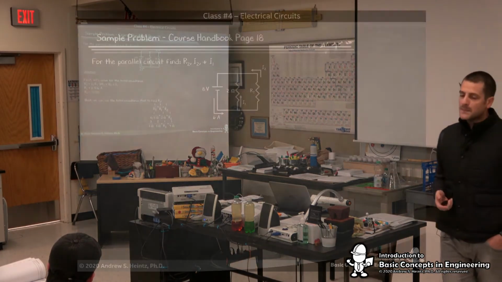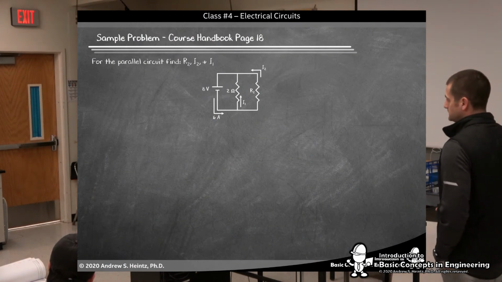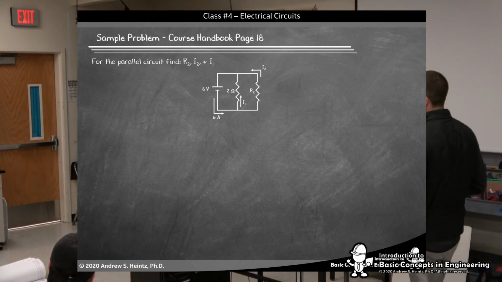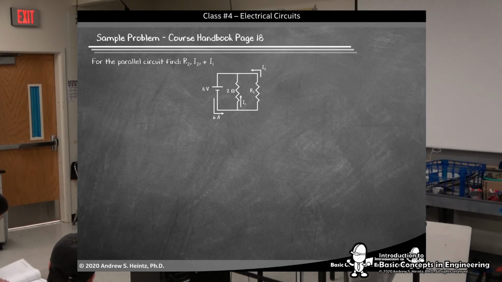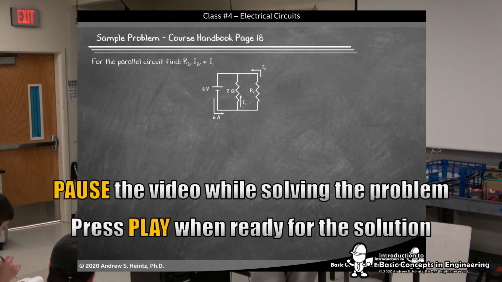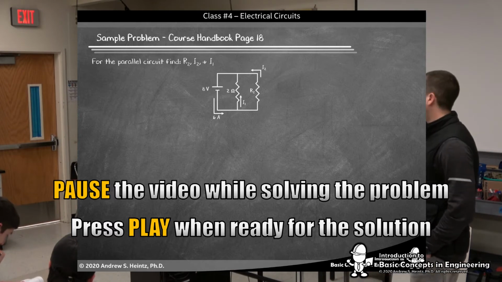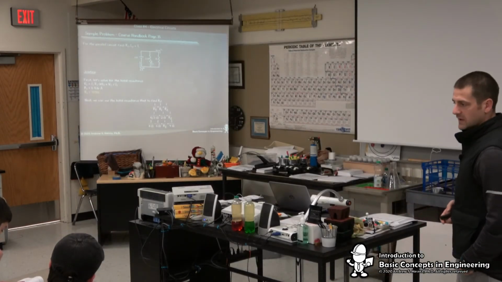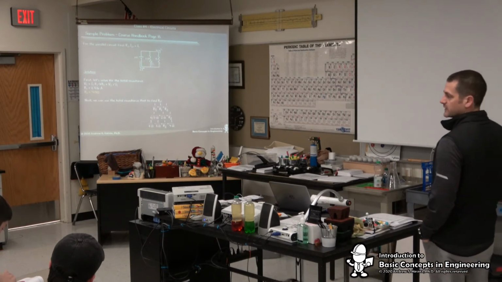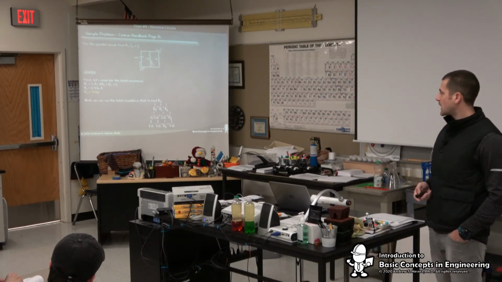All right, so on page 18 in your handbook now, we have another circuit to solve. And for this parallel circuit, now we have to start doing a little algebra. Okay? Let's find resistance 2, current 2, and current 1. So I want to work through this together, if that's all right, because this is our first time solving a big circuit, and we have to do a lot of plugging in.